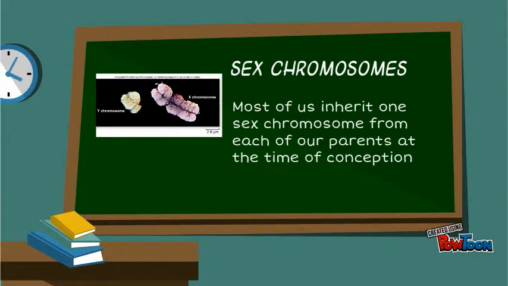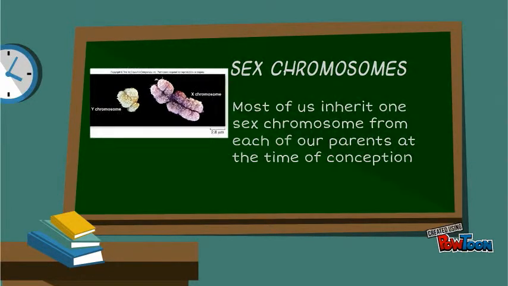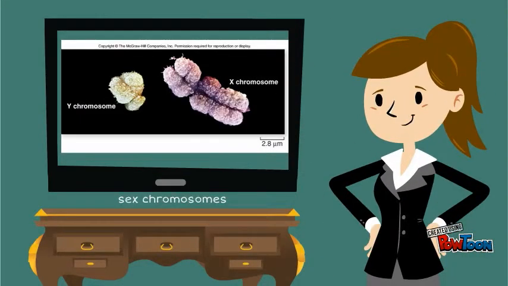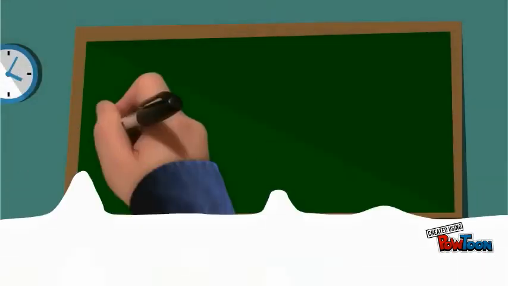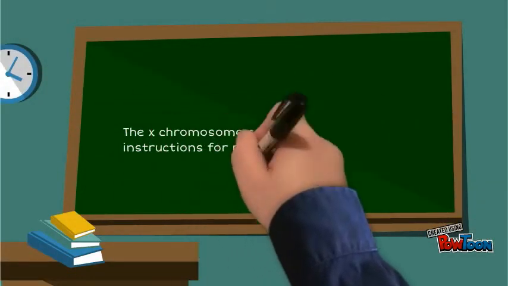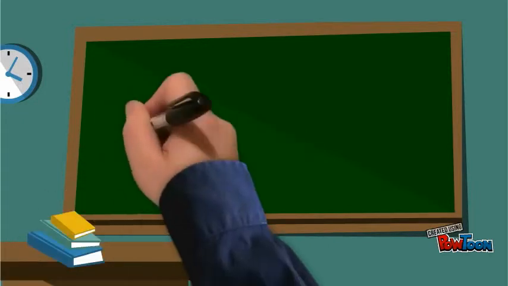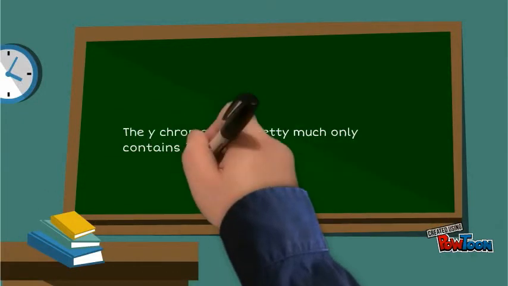Most of us are going to inherit one sex chromosome from each of our parents at the time of conception. As you can see in this picture, the X chromosome is very large and it has instructions for actually many things other than just providing femaleness. The Y chromosome, in contrast, is very small. Everybody needs at least one X chromosome in order to survive because of all those extra things that are on the X chromosome. So for example, our ability to see color and our blood's ability to clot are both due to genes that are found on the X chromosome, but that have nothing to do with being male or female. In contrast, the Y chromosome, only males have it.